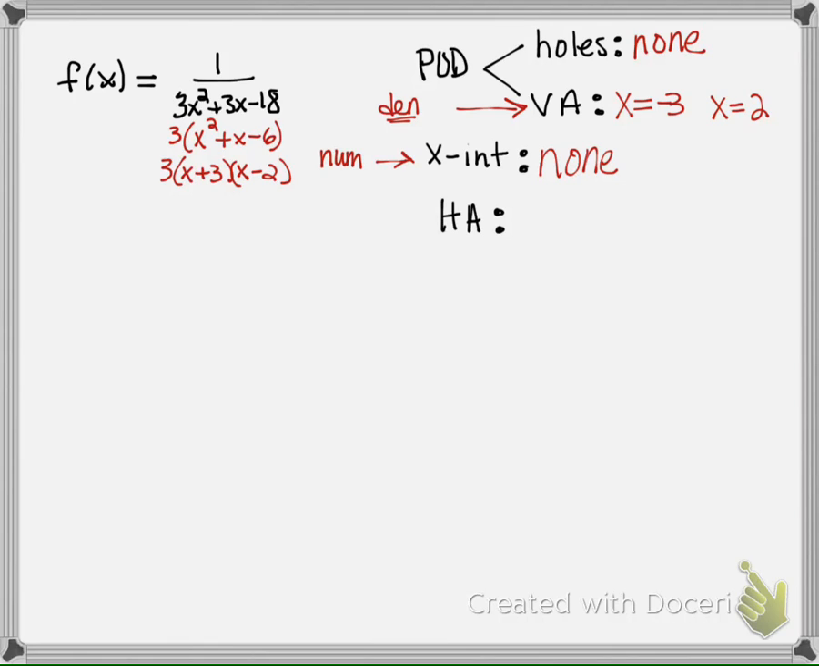If the degree of the numerator is smaller than the denominator, what's our horizontal asymptote? Y is equal to 0, which is also called the x-axis. And that's all you have to do for the first 4 problems, is list those 4 things. You don't have to graph them. Does that make sense? So it's just having you practice organizing and finding those 4 things.